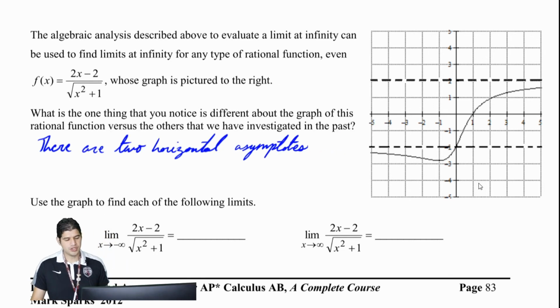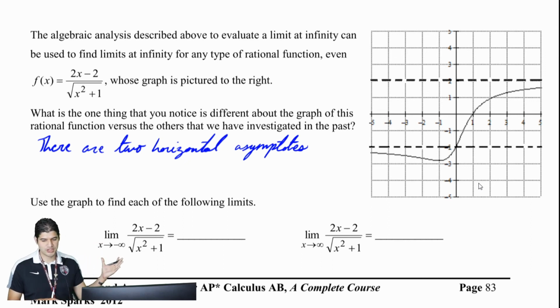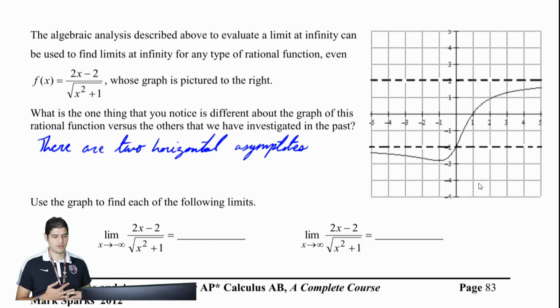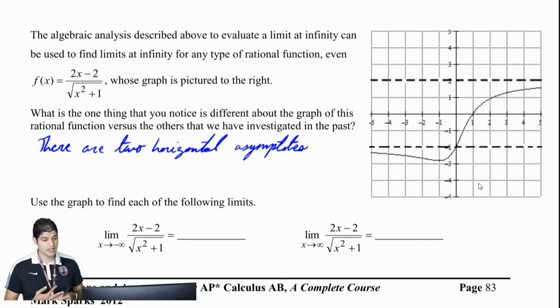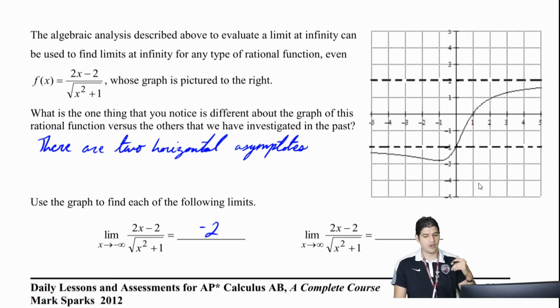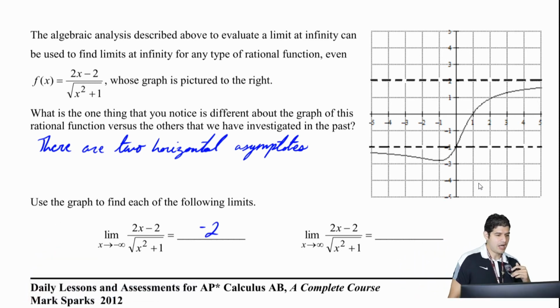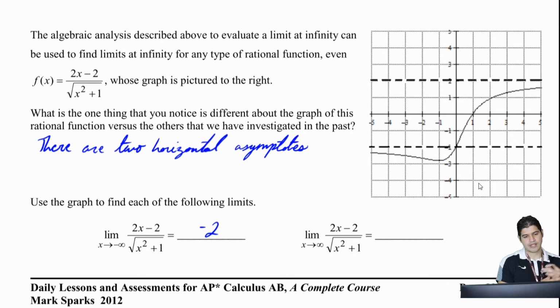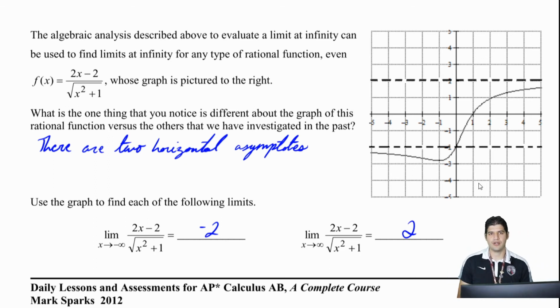So with these two different horizontal asymptotes, let's look at the limit as x approaches negative infinity of (2x - 2) over the square root of (x² + 1). And so on the left side, I'm getting negative 2. And then over here on the right side, as I go up, I'm approaching positive 2. Well, that's interesting. Let's explore this further.